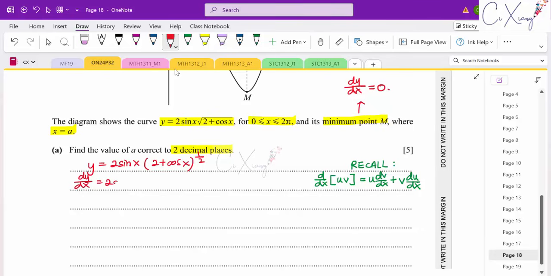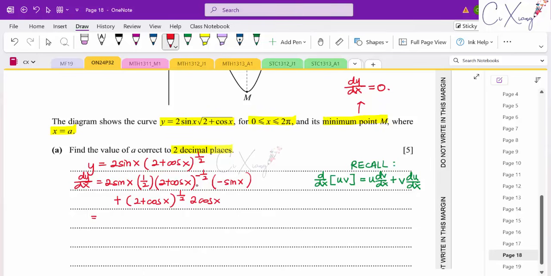Copy the first bracket, differentiate the second. Differentiating the second means that you pull the power in front, copy the bracket, power minus 1, so it becomes negative half. Then you differentiate the thing inside the bracket, you will have negative sine x, because differentiating cos gives negative sine. Then plus, now I copy the second bracket, differentiate the first. So differentiating 2 sine x, I will have 2 cos x, then multiplied by 1.